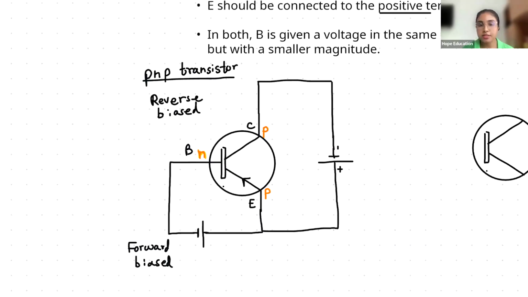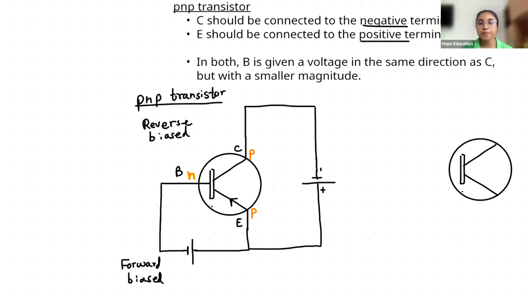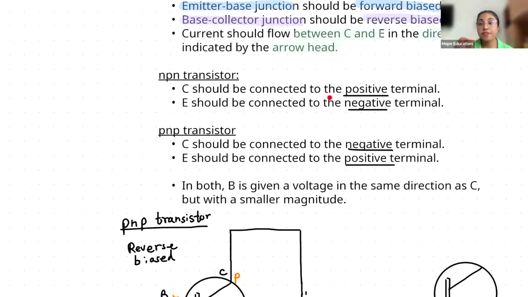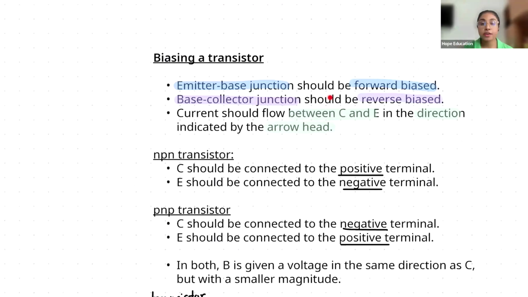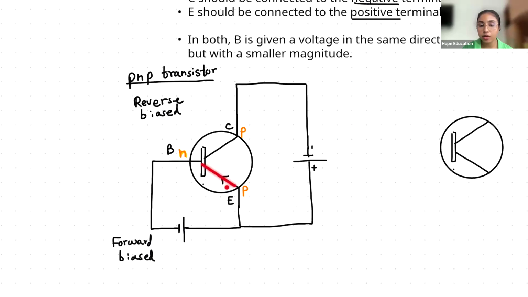This is a PNP transistor, right? Now we must apply these rules. Earlier I said we will look at the third rule. Current should flow between collector and emitter in the direction indicated by the arrowhead. The arrowhead points inward. So we must connect the dry cell battery to match that direction. If the current goes inward, the current must go this way. Current always goes from the positive terminal to the negative terminal. So this should be the positive terminal and this should be the negative terminal. Only then can we say the current goes in that direction. That is the first one.